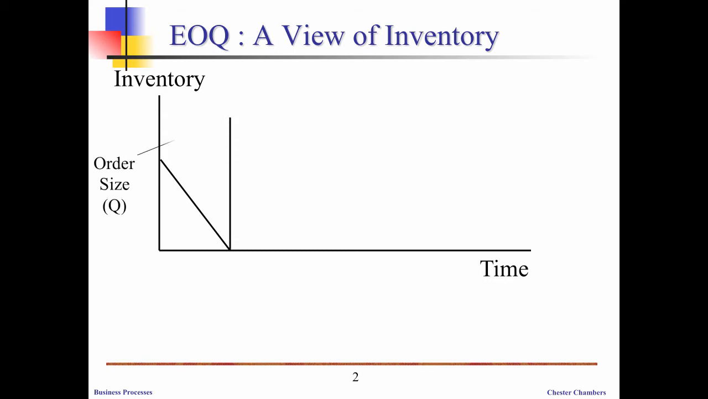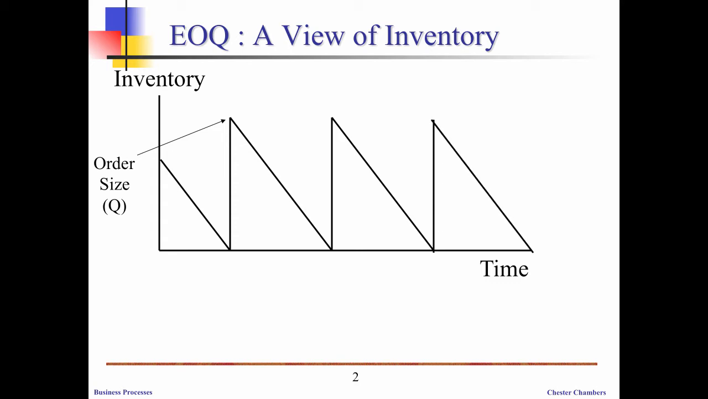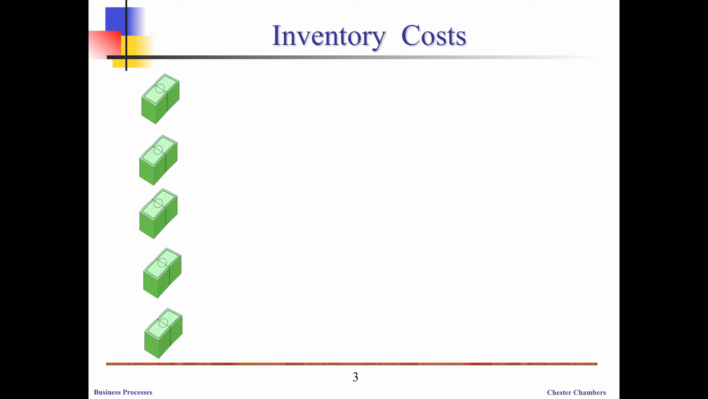This replenishes our inventory and sends the level back to our order size, Q. This cycle can then repeat for the rest of the year. Under this scenario, our average inventory level will be the order size Q divided by 2. Given this structure, we would like to minimize the cost associated with maintaining this system.